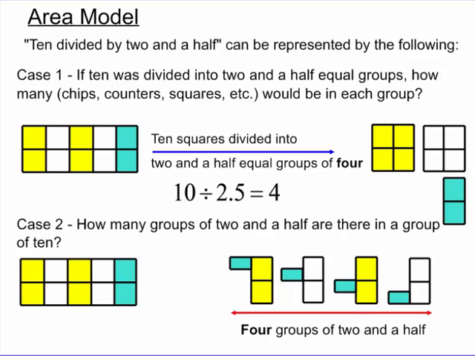I like case 2 a little bit better. So how many groups of 2.5 are there in a group of 10? Well, if I look, I can break up my 10 into 4 groups. Each group has a full 2 units and then half of the remaining blue squares. So I can see that there are 4 groups of 2.5. I personally like that one a little bit better, but I have more ways to show this to you.